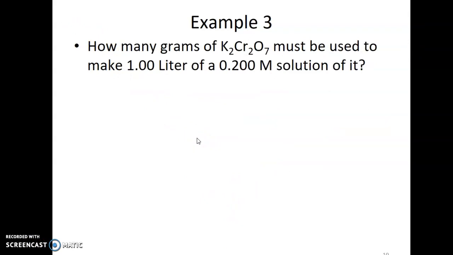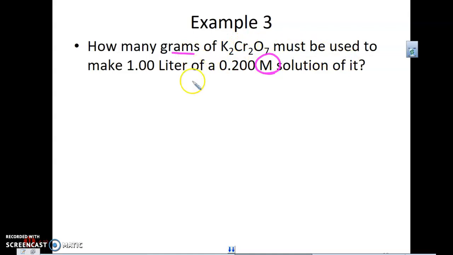Now, the other way that can happen is you are given the molarity. If you are given the molarity, it says how many grams of something can be used to make a liter of it, 0.2 molar. It's very common if you ever are a TA in a chemistry lab or something like that. They will ask you, hey, I need you to make up a solution. And you know that you're supposed to make up a 0.200 molar solution. Now I'm going to go ahead and write that big M as moles per liter because that's what it really is.